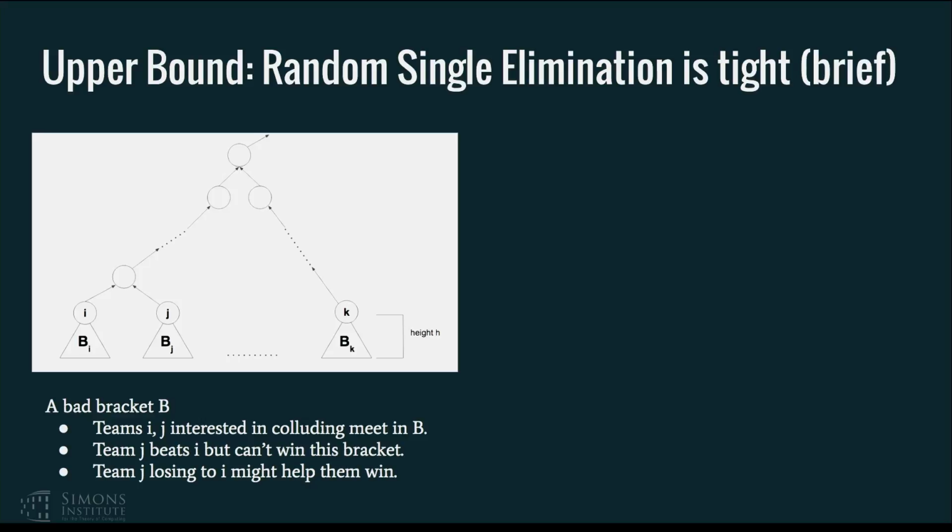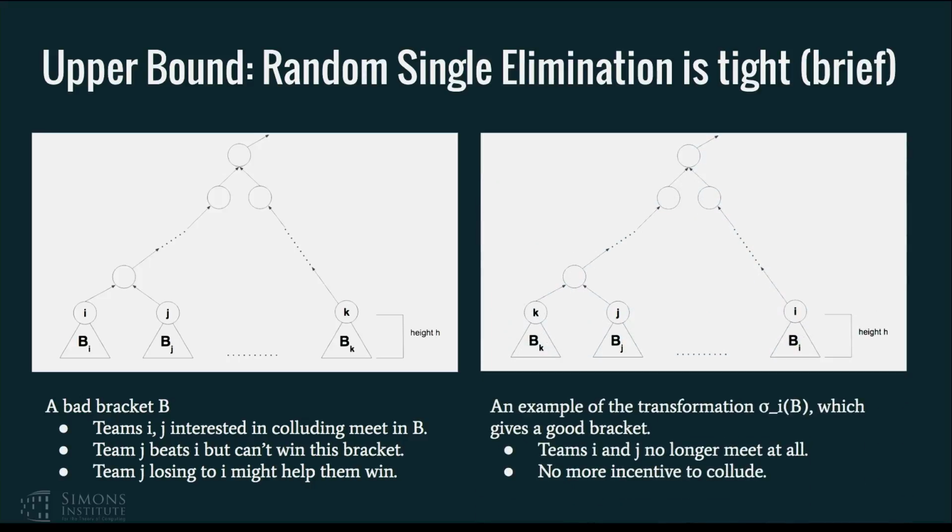And Team K here is just some other team that beats Team J that will be relevant for our construction. But again, bad brackets. I and J play against each other. J truthfully beats I but has no chance of winning the tournament. So there is some incentive for I and J to collude. And we basically take bad brackets and we transform them into good brackets.